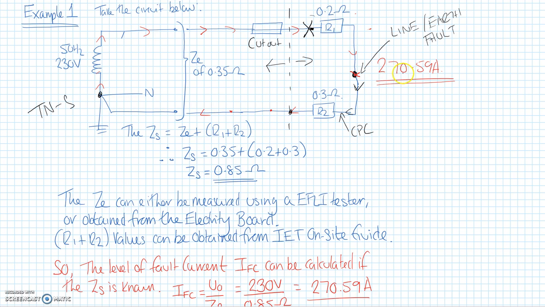So why is it 270.59 amps? Well, it's quite easy. If we look at the earth fault loop impedance formula, Zs = Ze + R1 + R2.